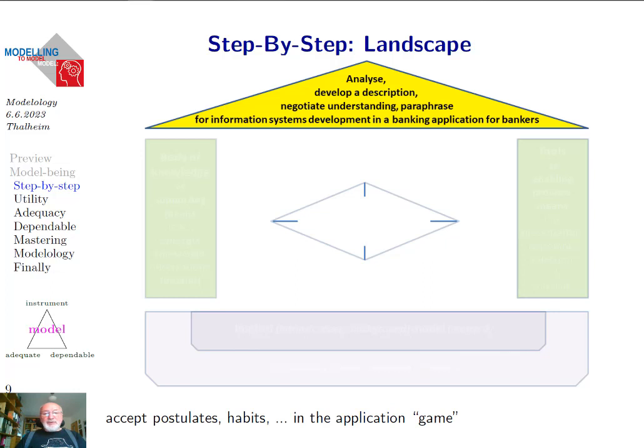A practical example could be, let's say, a banking application. We would like to develop an information system for banking applications that can be used by bankers. In this case, we have to accept the postulates, the habits, and anything that comes in the banking area into the application game. And of course, we would like to have a description first of all. But understanding should be negotiated, and we would like to paraphrase it. That would be the first step.